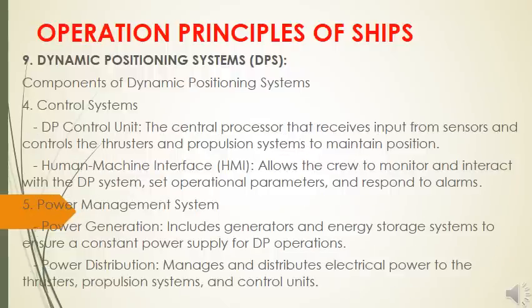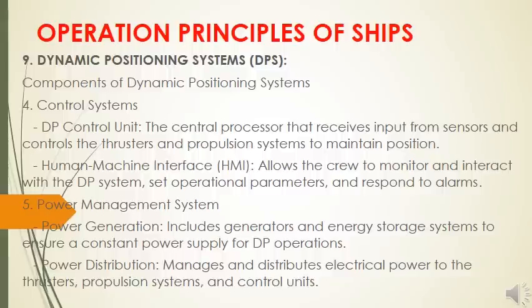The fourth component is control systems, which includes DP control units, that is the central processor that receives input from sensors and controls the thrusters and propulsion systems to maintain position. We also have the human-machine interface, which allows the crew to monitor and interact with the DP system, set operational parameters, and respond to alarms.